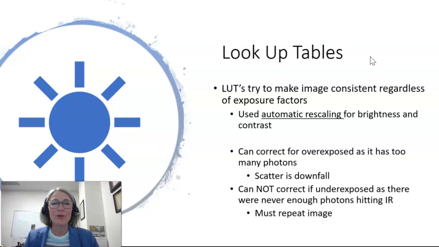It can correct for overexposure, where it has too many photons. The downfall is that you have a lot of scatter. Your image quality is gray. You're not getting the contrast that you may need. It cannot correct for underexposure. If there are no photons there, it can't do anything. There's nothing for it to process. So you have to repeat those.